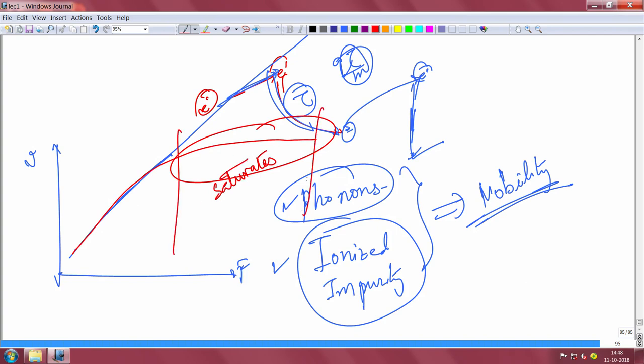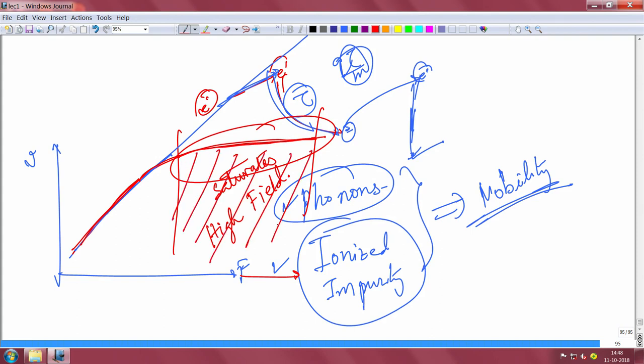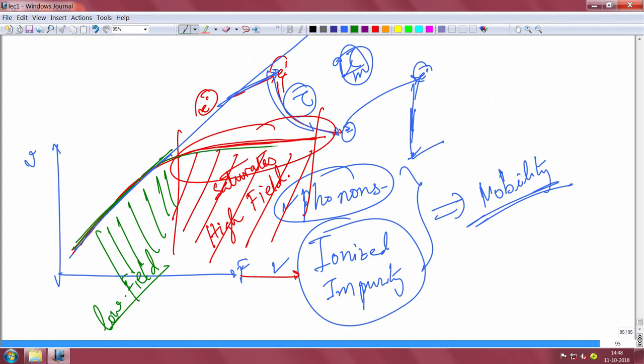This is called high field transport. In high field transport, your velocity, which was linearly increasing with the field, will now saturate, which means even if you increase the field, the velocity will not increase. So now the slope has become zero. The mobility doesn't play a role now. This is called the high field regime, when the velocity has saturated. And this is called the low field regime, when your velocity and field are linearly proportional. This is the low field, and it will enter the high field.